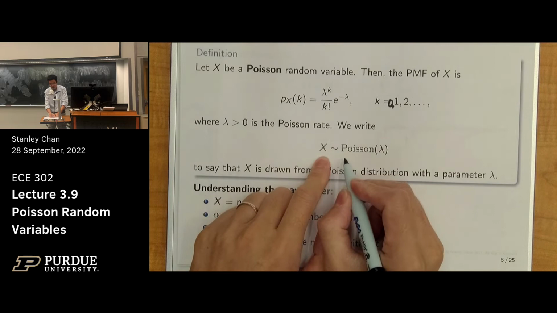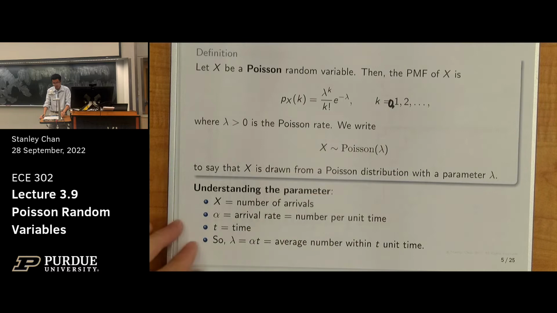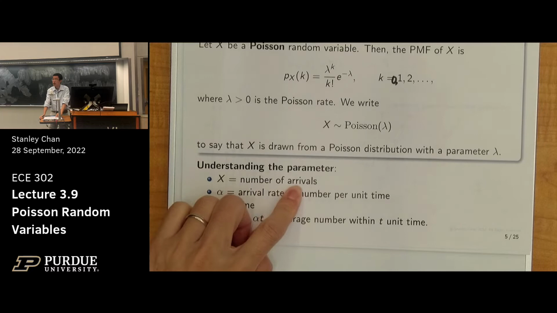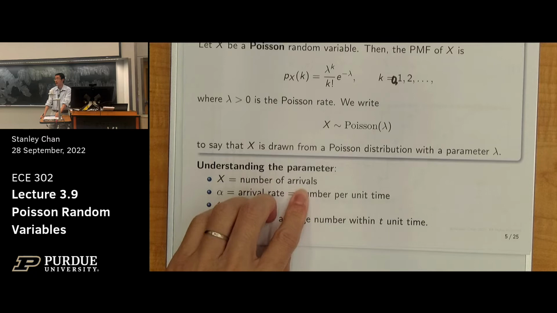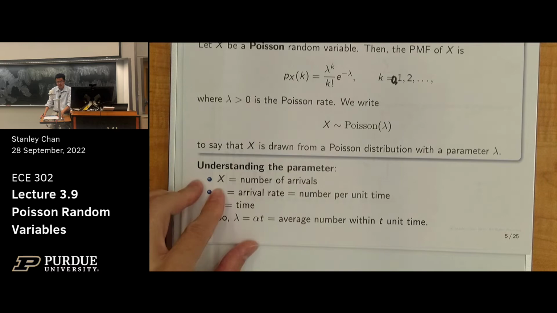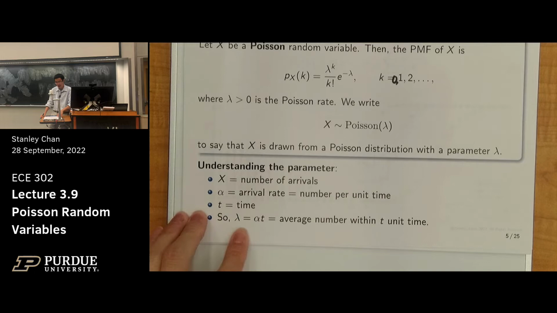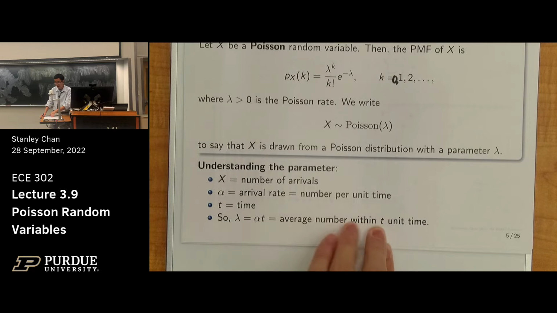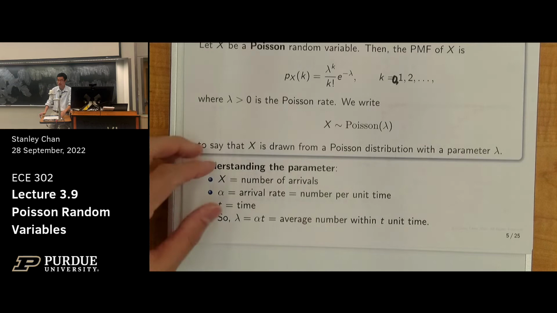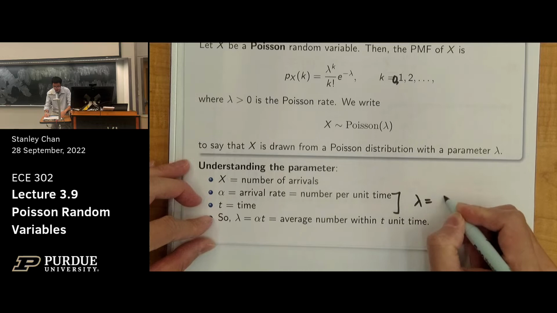The notation for this is x tilde Poisson(lambda). Lambda is the only parameter here. So just to recap, understanding the parameters: x is the number of arrivals. That could be your photon count, your electrons, or phone calls, how many calls for the taxi, etc. So anything about arrivals can be modeled by this random variable x. Alpha is the arrival rate, the number per unit time. That could be a second, that could be a millisecond. You can define that. t is the time, and lambda is alpha times t, which is the average number within t units of time. So these three symbols are well defined, and alpha times t gives you lambda.